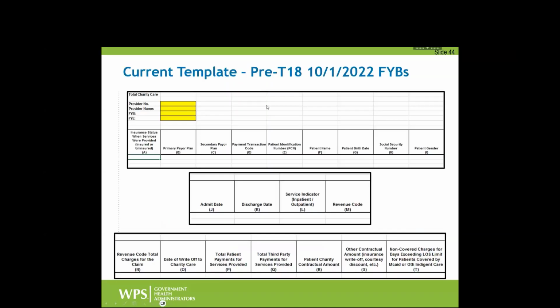So now I want to mention that these are the pre-10/1/22 fiscal year begin templates. They're the ones we're using today. We're going to also talk about the T18 in a bit. Largely, they follow the same mechanism, but there's a little more clarity to the new templates. So we'll get to that. And yeah, Alan, to answer your question, this one that I'm showing right now, it's the current template for pre-10/1/22. We'll look at the other one later on.